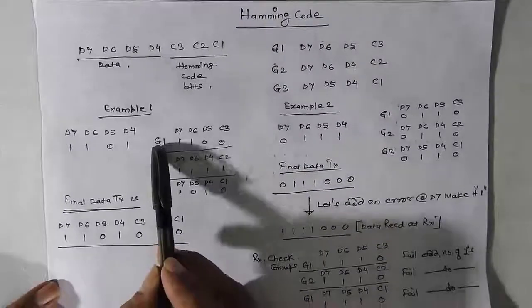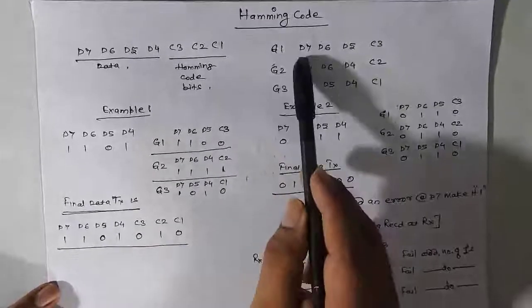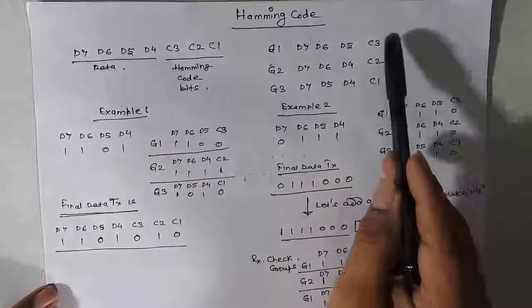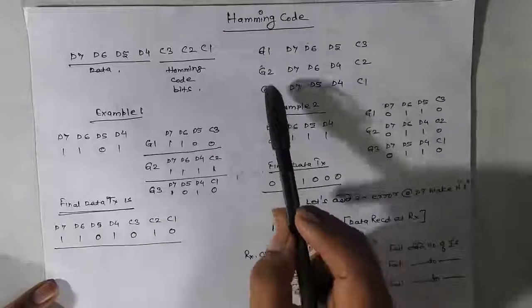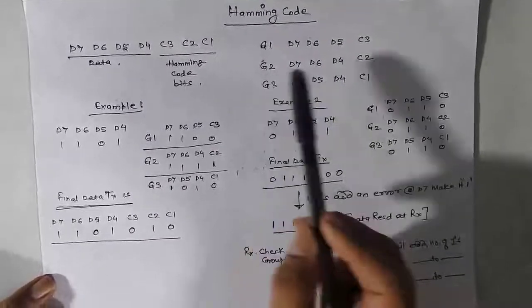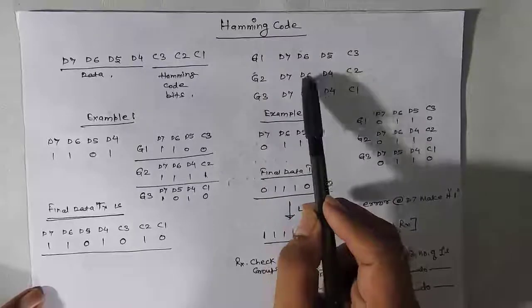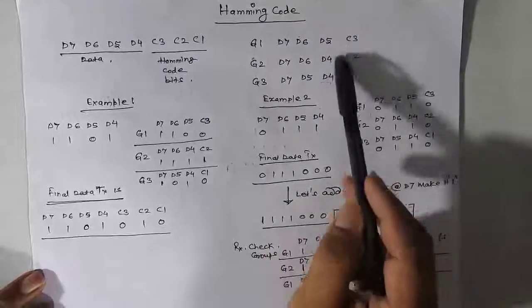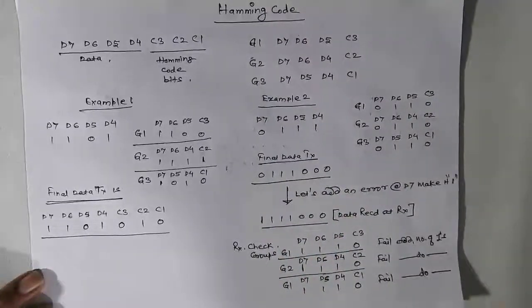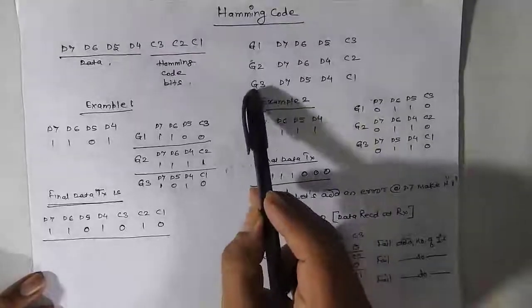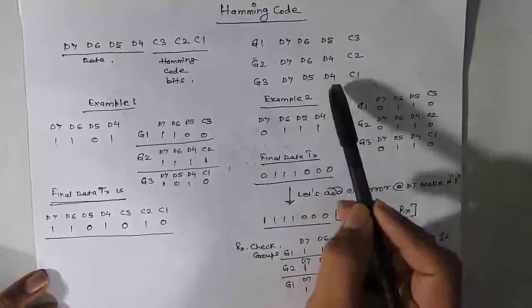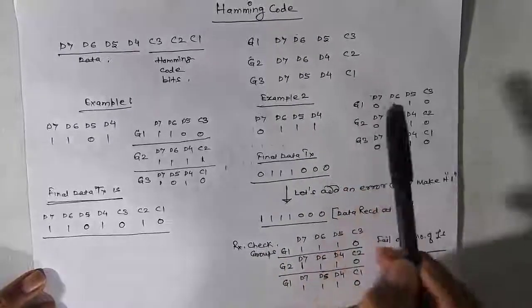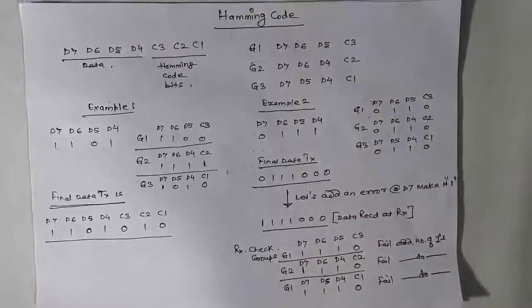Now this data and these parity bits are divided into groups. Group 1 is made up of D7, D6, D5 and the Hamming bit C3. Another group is D7, D6, D4 and the Hamming bit C2. Then group 3 is D7, D5 and D4 and C1, which is a Hamming bit.